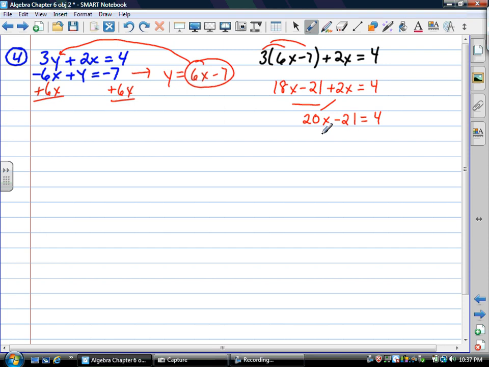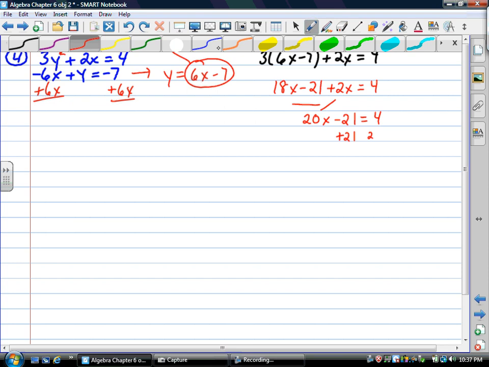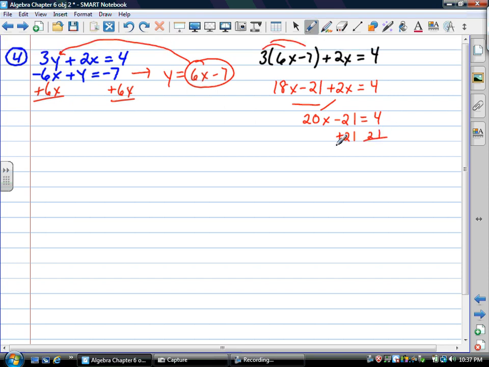I have my two-step equation. I'm going to add 21. Oops. That's 21, not 22, Mr. P. I'm going to add 21 to both sides of that equation. I wound up with 20x is going to be equal to, what's that, 4 and 21? That's 25. One-step equation. Divide both sides of the equation by 20. X is equal to 1 and 5/20, which simplifies to 1 and what? 1/4.